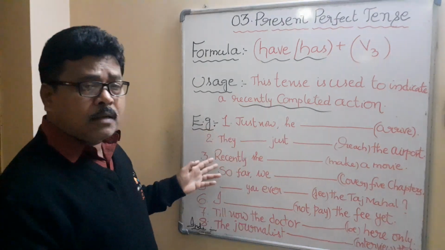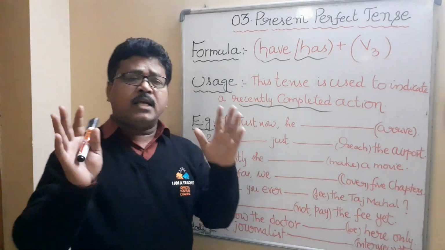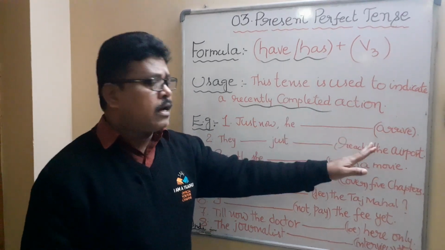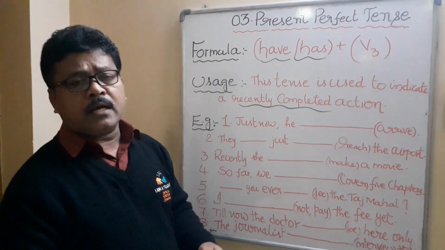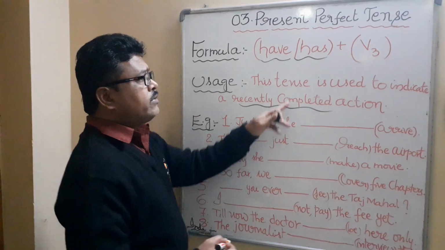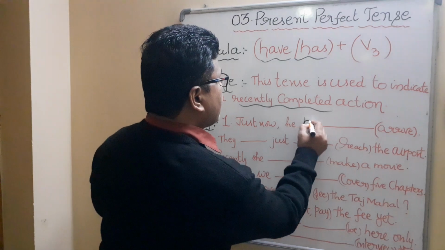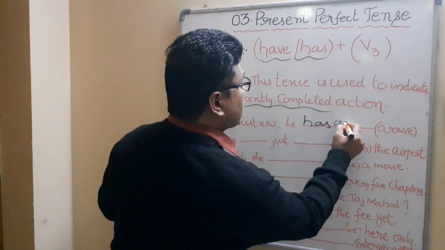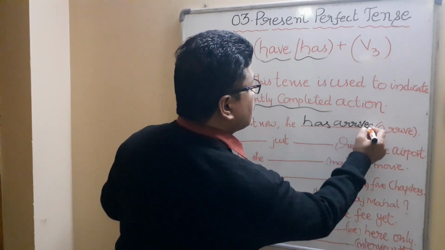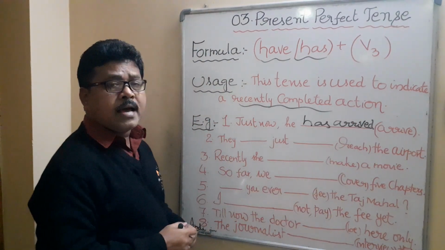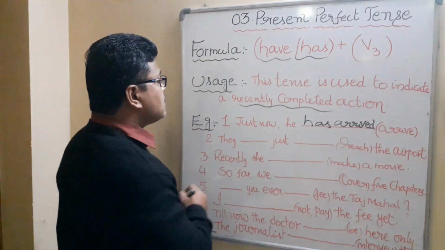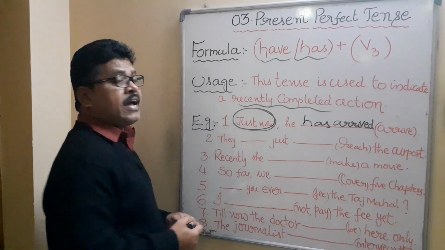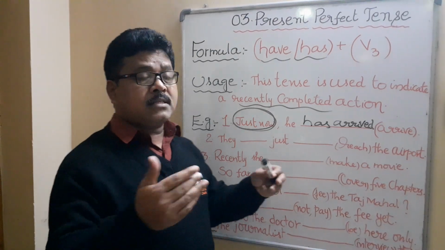So look at the examples. If you look at the examples, it will be very clear. Just now he dash arrived. They will give it like this: arrive. He means singular. For singular we have to take has. He has arrived. This is the answer. Just now he has arrived. How do we know? Just now is the time indication.